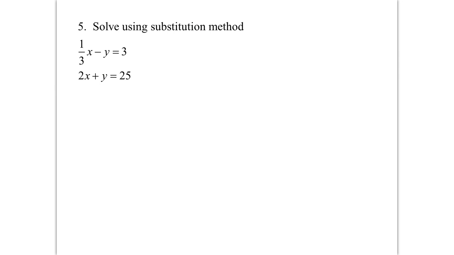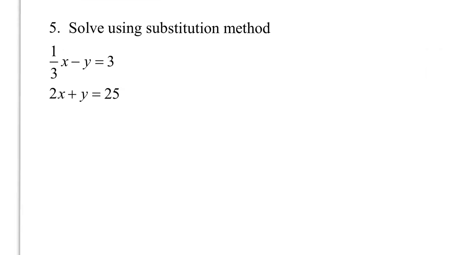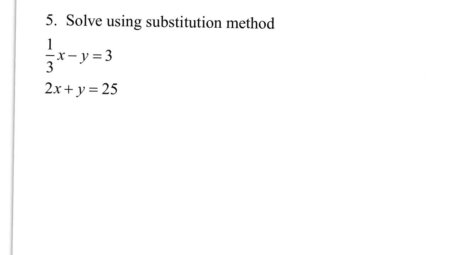And we have fractions. I know sometimes people don't like fractions, but I show you guys that if you have a fraction, just get rid of it. And that's going to make your life a lot easier. So that fraction, 1/3, and we have an x minus y equals 3. Well, to get rid of the fraction, you just multiply by the denominator.